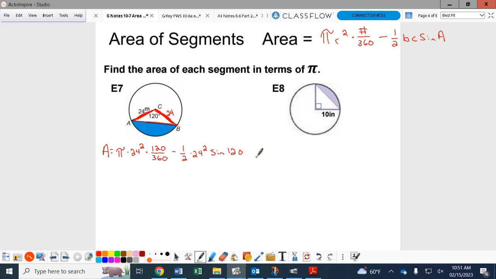Now listen. Don't make this complicated. These are separate and they are going to stay separate. Do this exactly like you did the last problem. Area equals, do 24 squared times 120 fraction button 360. It's actually a nice number.